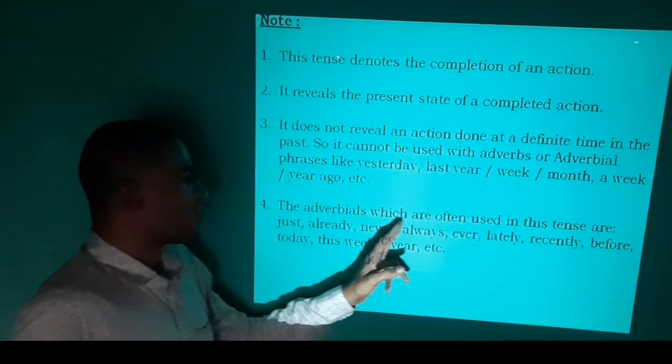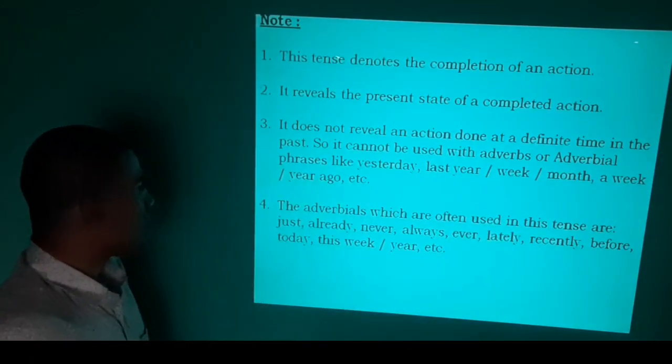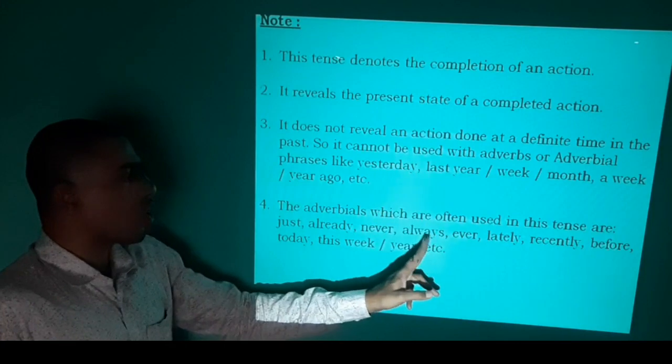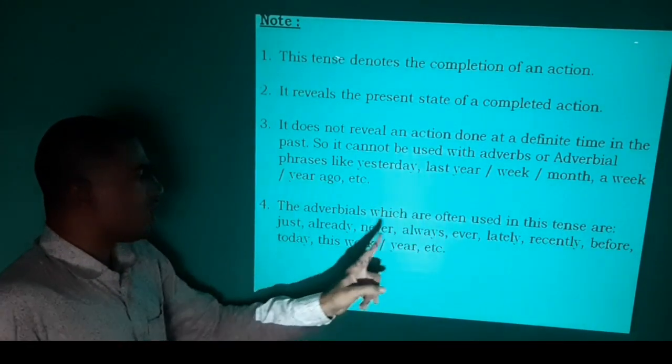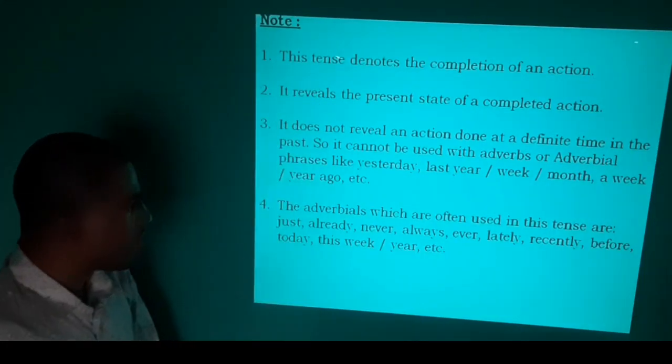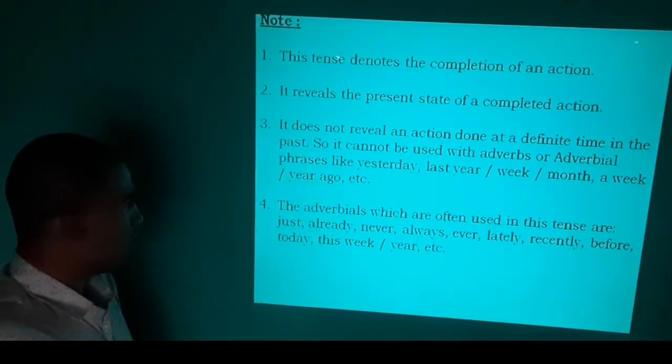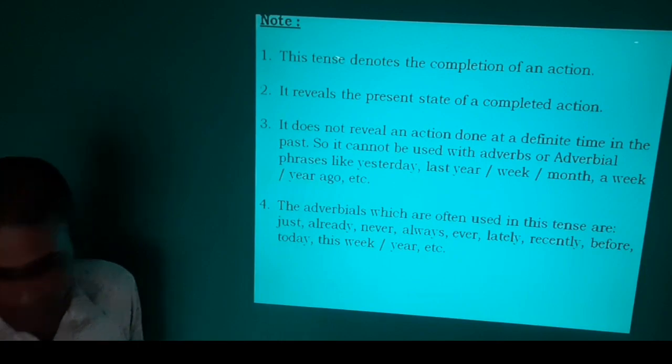The adverbials which are often used in this tense are just, already, never, always, ever, lately, recently, before, today, this week, this year. All those are the adverbs or adverbials which are used in this particular present perfect.